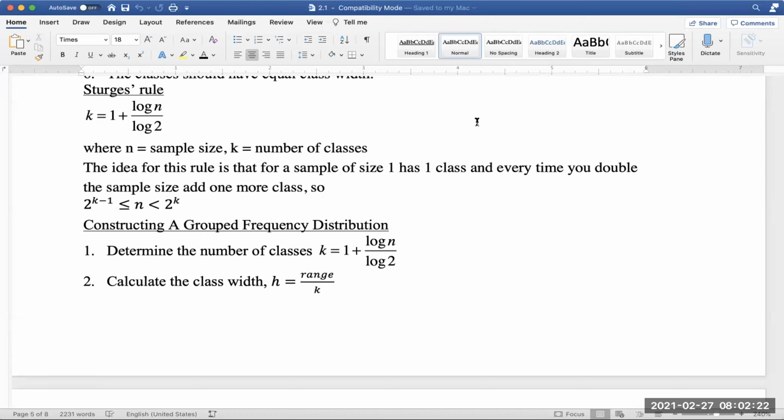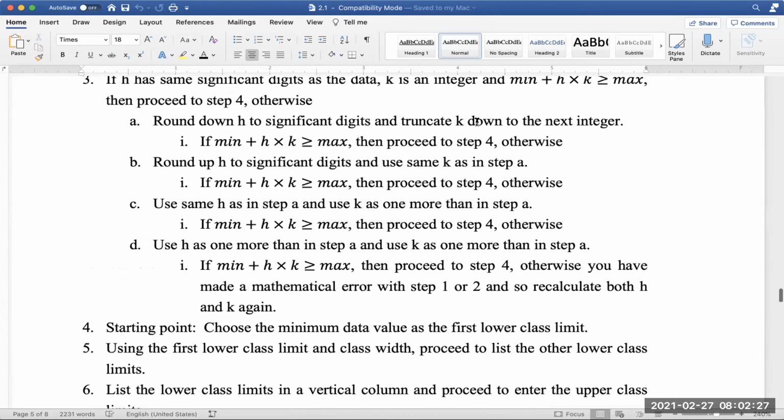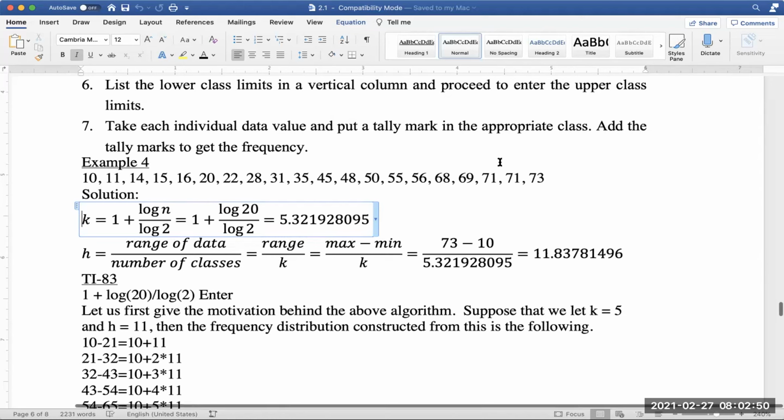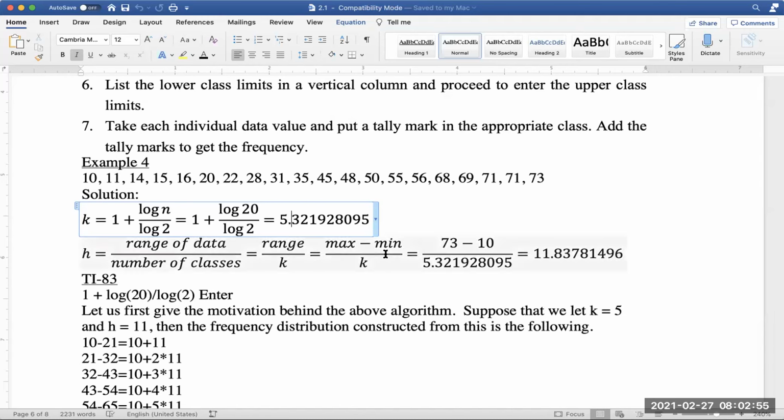So what we did here is we had some raw data and we determined the number of classes by using the following formula. K is equal to 1 plus log of n. There are 20 numbers here. So log of 20 divided by log of 2. We got 5.321928095.